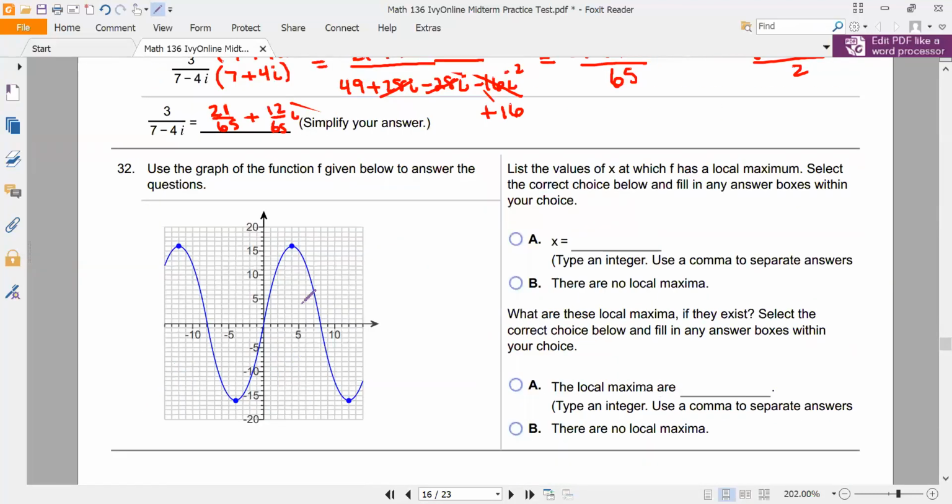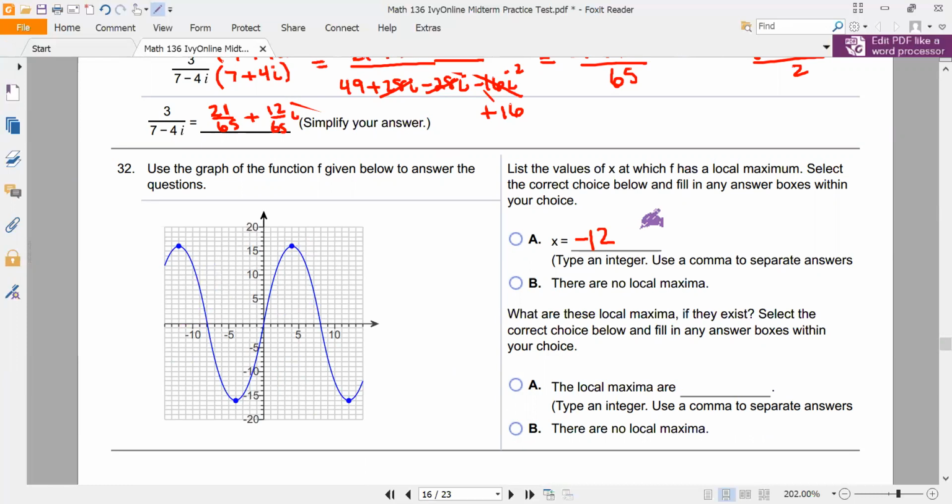Okay, number 32 says use the graph of the function given below to answer the following questions. List the x values at which f has a local maximum. Okay, so a place where you have a hilltop. So the x values that occurs for, you're going to have to count. This is negative 11, negative 12. So at negative 12, we have a highest point attached to that. And at 1, 2, 3, 4, it looks like, yep. So those are the places where we have a local maximum.